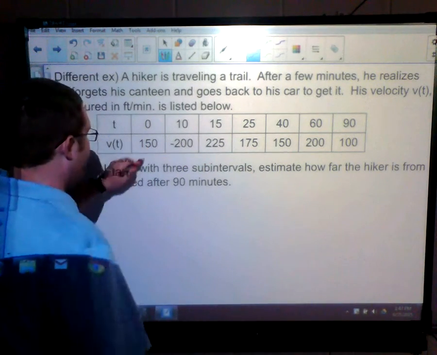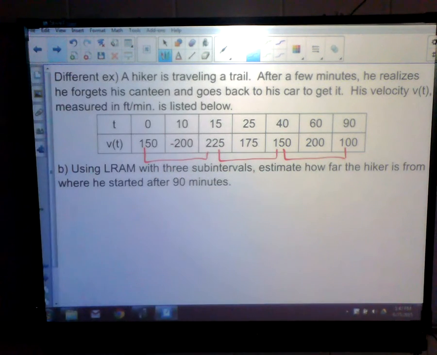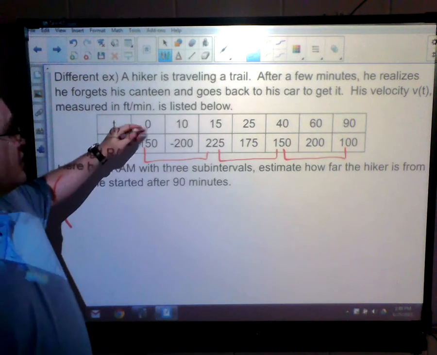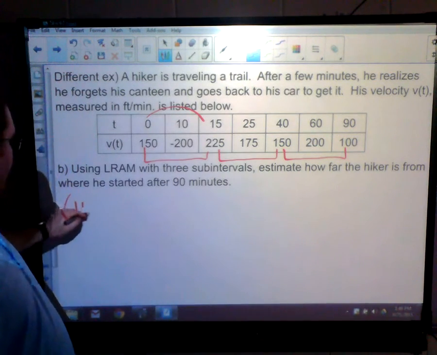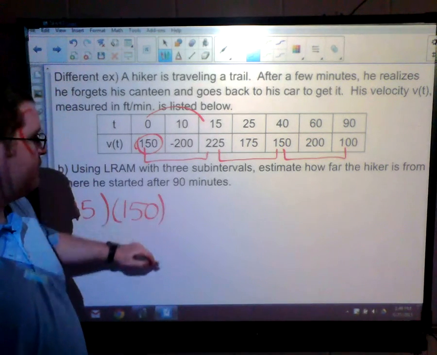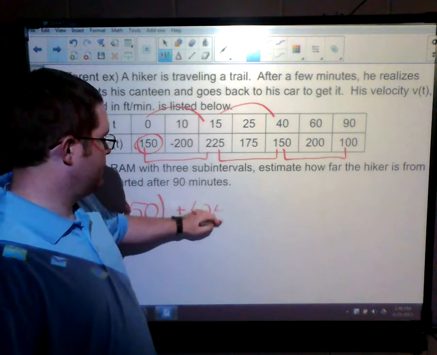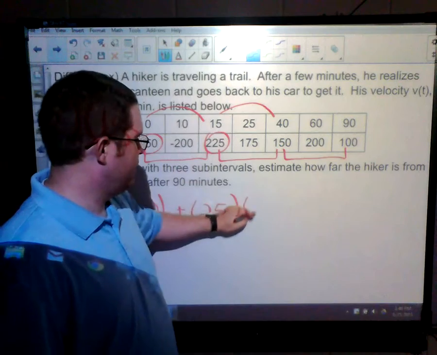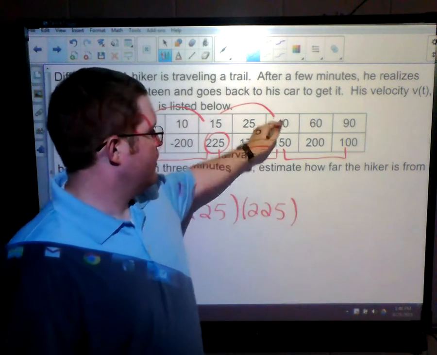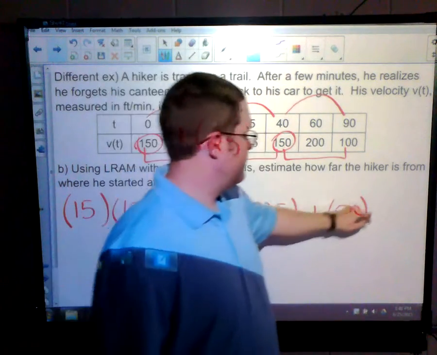Well, what if I did bigger rectangles? There we go. Now I have 3 subintervals. I'm using the left side, so the base from here to here is 15. The left side's height is 150. The base from here to here is 25, and the left side's height is 225. The base from here to here is 50, and the left side height here is 150.